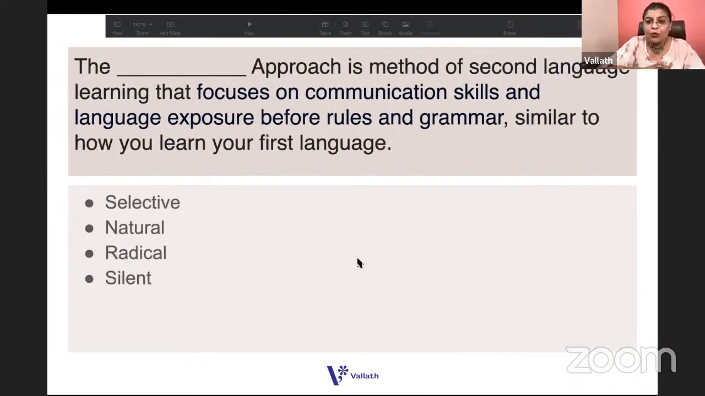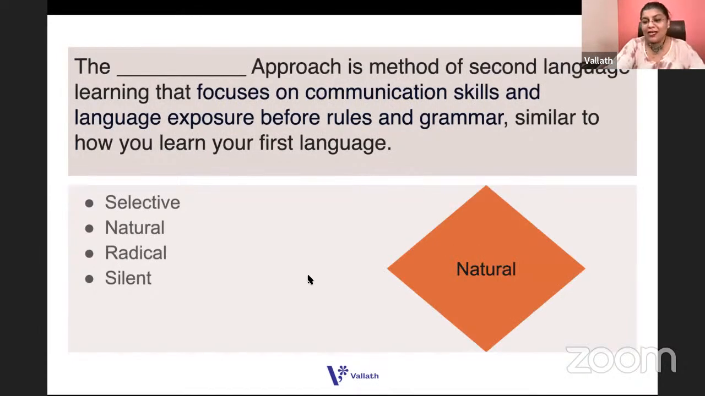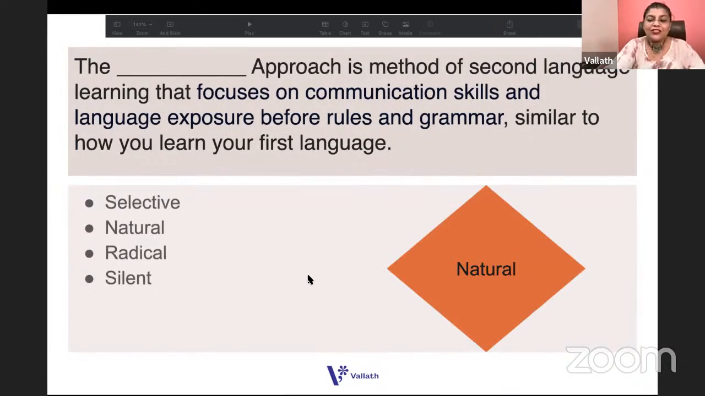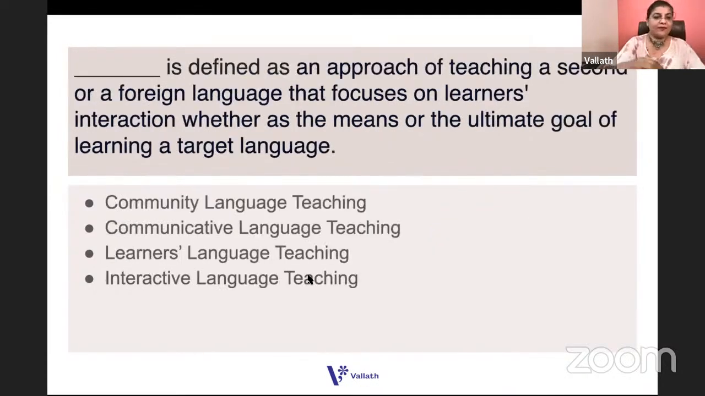The dash approach in second language learning focuses on communication skills and language exposure before learning rules and grammar. Before you learn rules and grammar, you have to focus on communication skills. What is it called? Selective, natural, radical, silent. It is the natural approach. Naturally, you should start speaking.